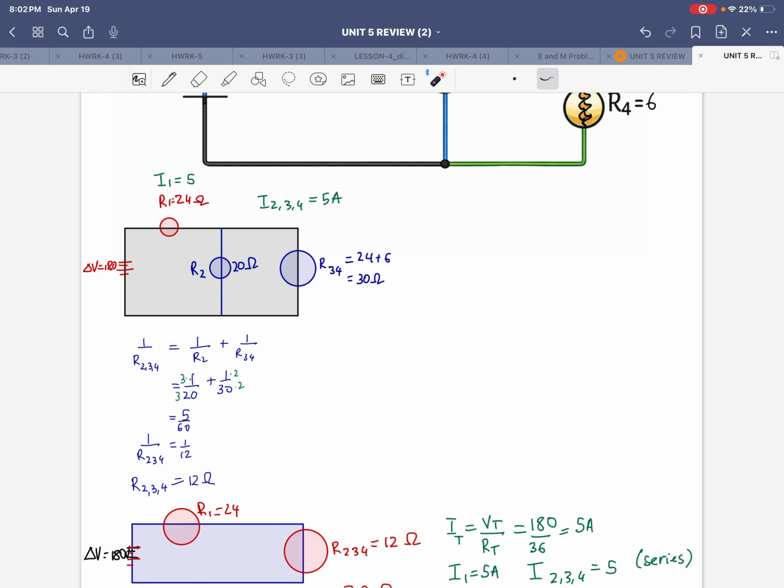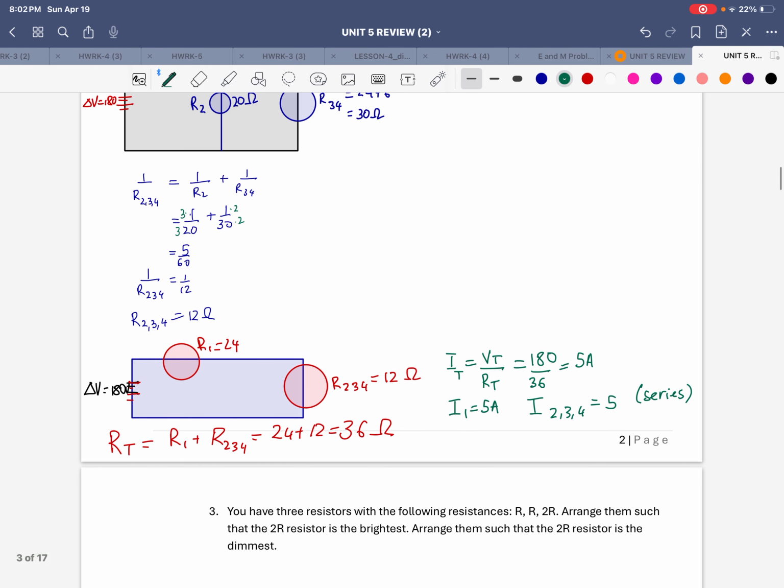Now, when we are in parallel, right, the voltage will be the same. When we are in series, the voltage will be the sum of the voltages. So we need to find what the voltage drop is in R1. So in R1, the voltage drop is going to be V1 equals I1 R1. So that will make it 24 ohms resistance times 5. And 24 times 5 will be equal to 120 volts.